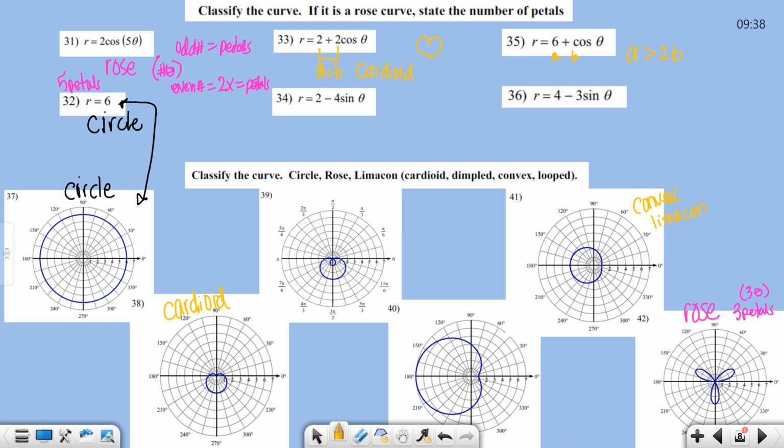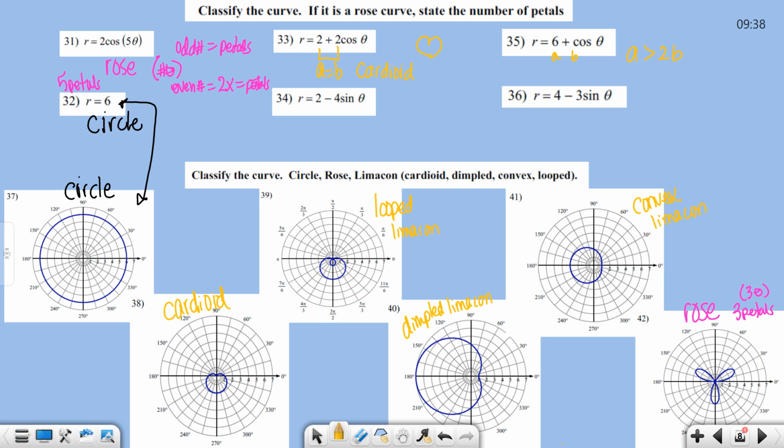The next two that we have are the looped limacon. That one's easy to see in number 39 because it makes that little loop on the inside. It sure does. And number 40 is a dimple. Yeah, it looks like a dimple on your face. Dimpled limacon.